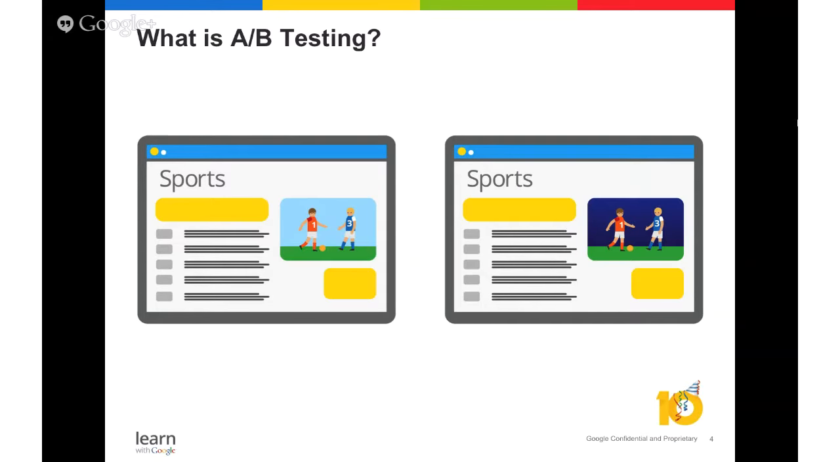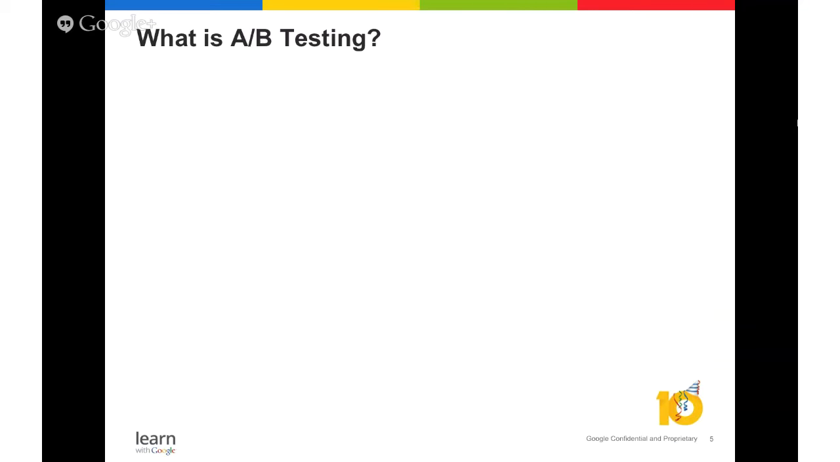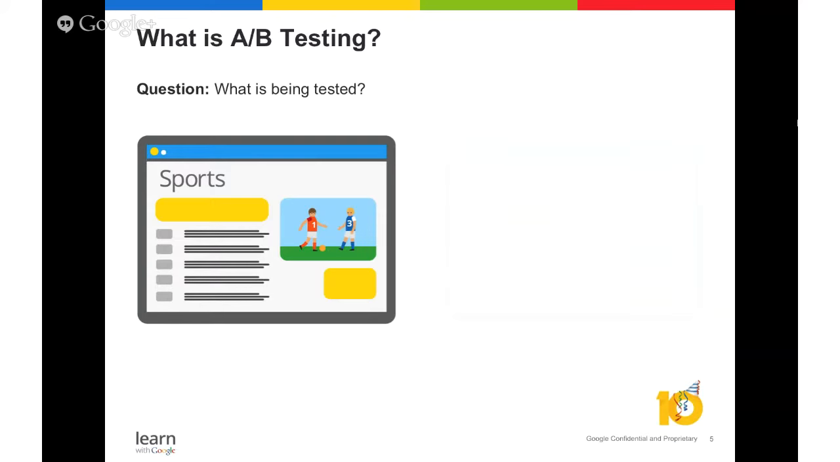A/B testing is a practice of creating multiple variations of a page with a goal in mind and testing different elements, different combinations of elements, different colors, different sizes, etc., to see which variation gets more users to do the desired action that you want. Let's take a look at what's being tested in this example.